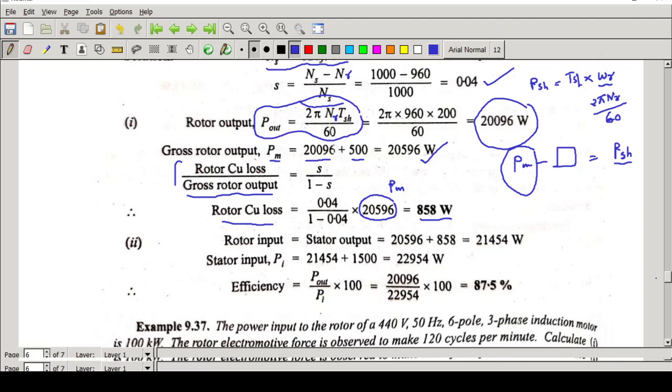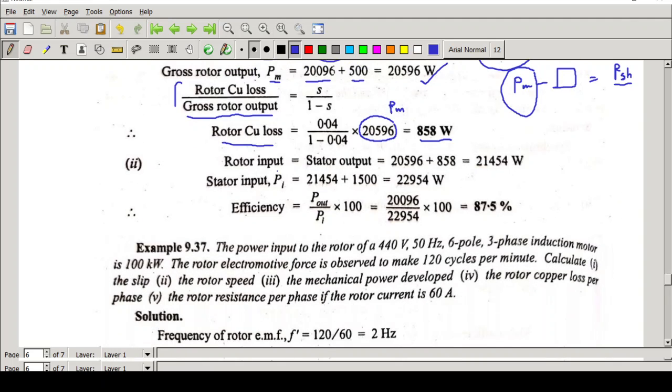So once you get the value of the rotor copper loss, we can find the rotor input. Because rotor input is the same as stator output, and that is equal to rotor copper loss plus rotor output. Rotor output we already got here: 20596. So to 20596 we have to add the rotor copper loss, then you will get the rotor input.